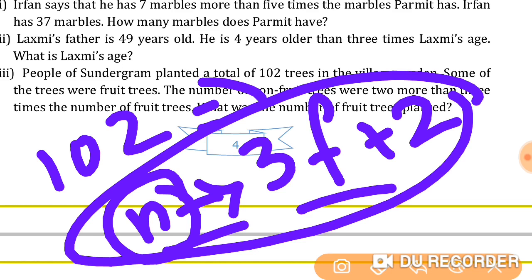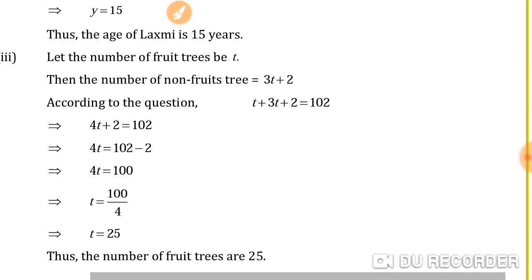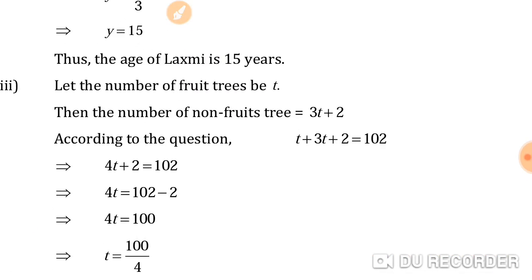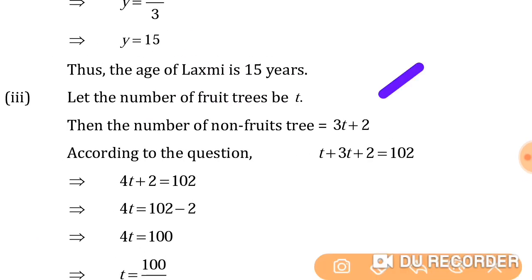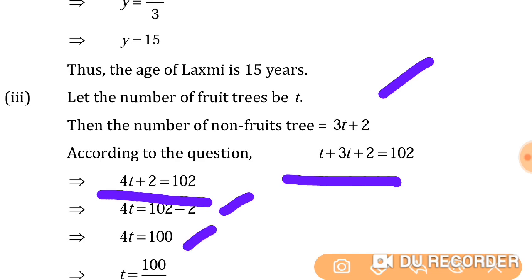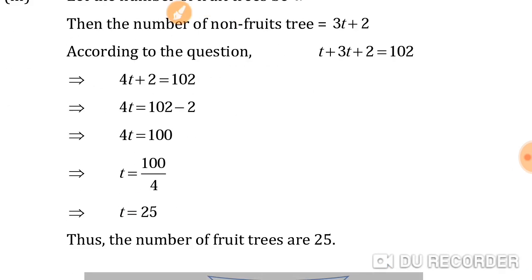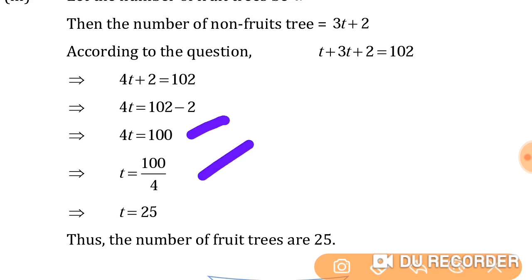How does it become the equation? Trees are taken as t only. So let the number of fruit trees be t. Then non-fruit trees is 3t plus 2. If you add these, t plus 3t plus 2 is 102. Then t plus 3t is 4t plus 2 is equal to 102. So 2 transferred to that side, minus 2, 100 it is. 4t is equal to 100, t is equal to 100 by 4, that is t is equal to 25. So fruit trees are 25.